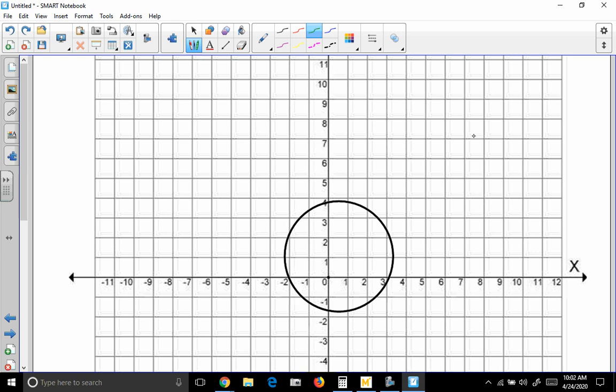Here, this is not a function. If we were to draw a vertical line there, it touches more than one point. So that's not a function. We won't worry about the domain and range on it.